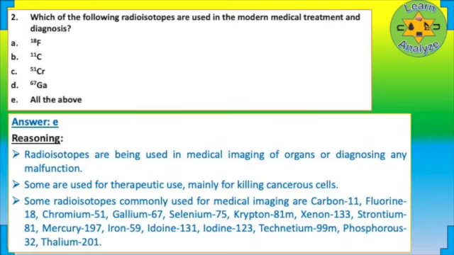The answer is E, because radioisotopes are being used in medical imaging of organs or diagnosing any malfunction. Some are used for therapeutic use, mainly for killing cancerous cells. Some radioisotopes commonly used for medical imaging are carbon, fluorine, chromium, gallium, and etc. as found on the slide.